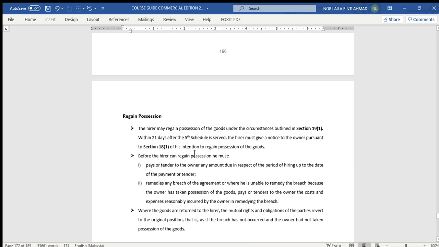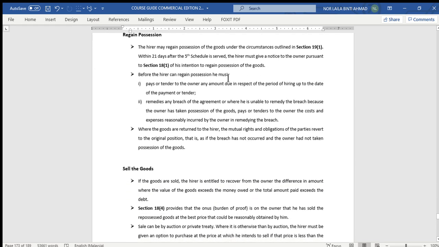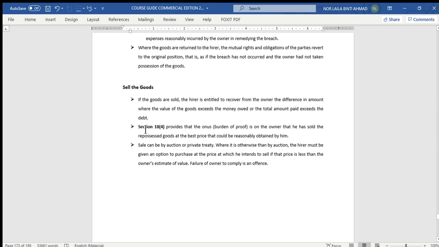So these are the two options just now, to resume or to regain positions. So how to regain positions? He must pay or tenders the owner any amounts due in respect of the period of hiring up to the date of the payment or tender, and they must pay the remedies of any breach. Okay, and then he may choose to sell the goods.